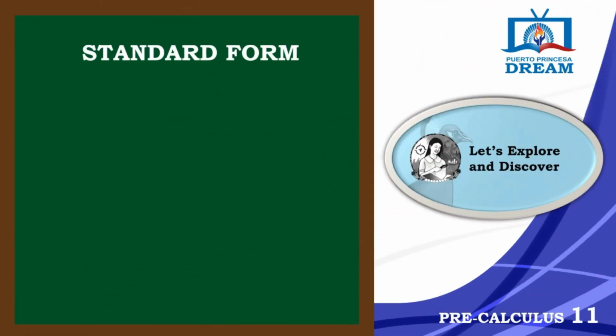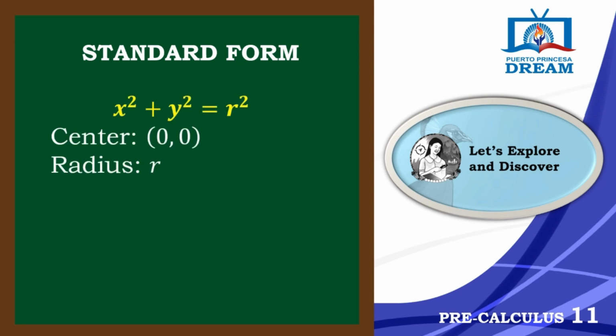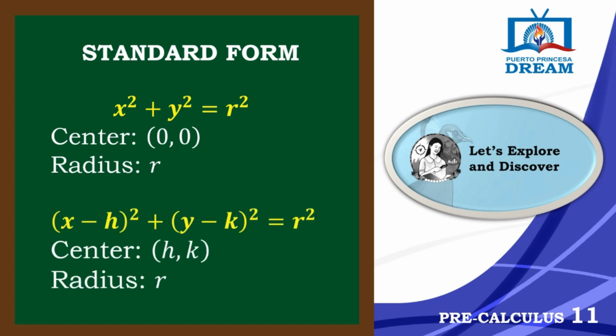There are two different standard forms of a circle that I mentioned a while ago. The first one is x squared plus y squared equals r squared, where the center is located at the point of origin, 0, 0, and the length of the radius is r units. The second standard form has an equation, the quantity x minus h squared plus the quantity y minus k squared equals r squared, where the center is not at the point of origin, but instead, it is located at point h, k, while radius is also in r units.